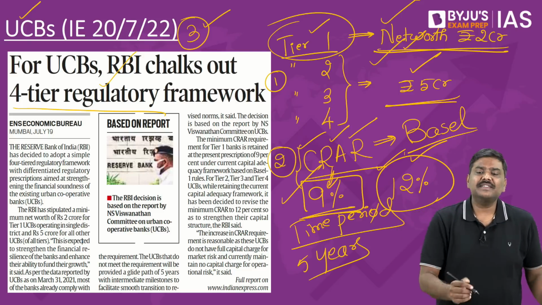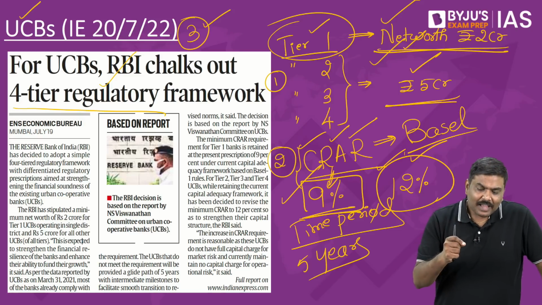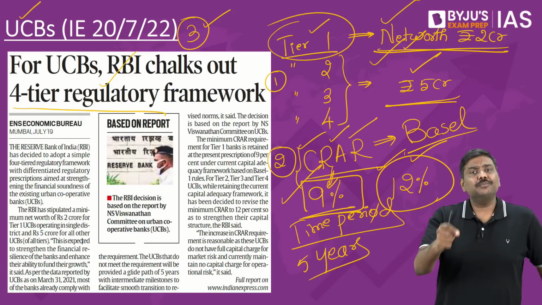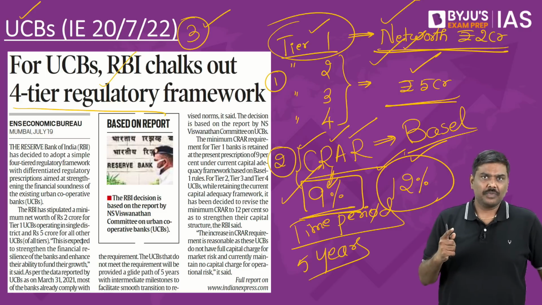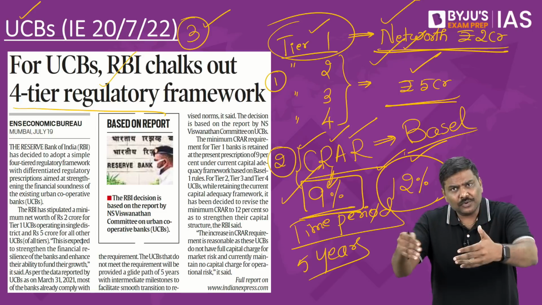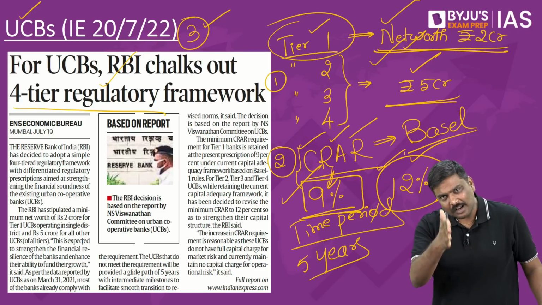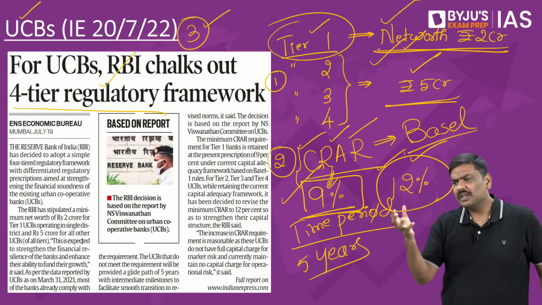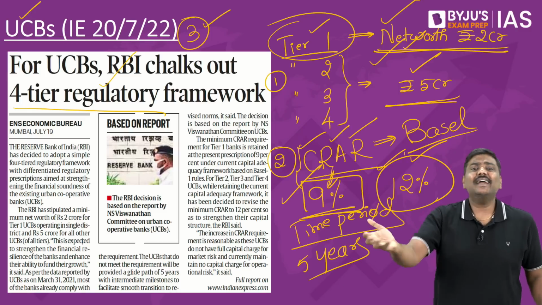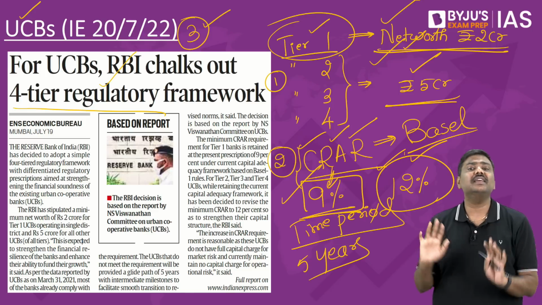If the UCBs meet certain conditions or criteria, RBI says it will make it much easier for them to open new branches. That is, if they meet the criteria, these are eligible UCBs. RBI says it will now make the process much easier, where they can apply and get these approvals or licenses to open branches very easily.